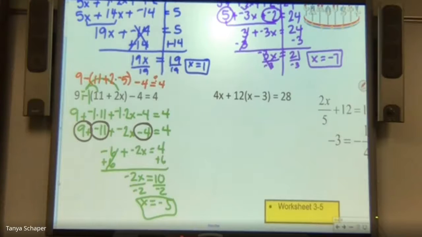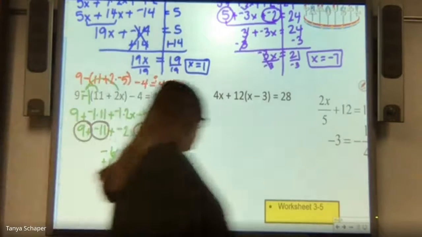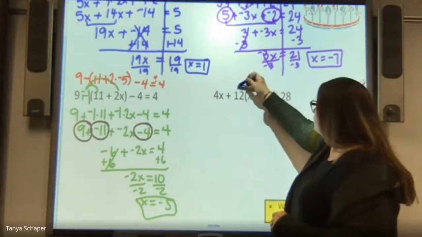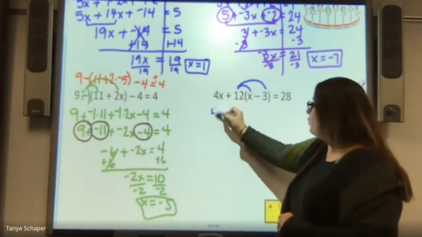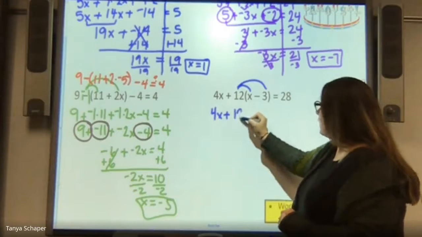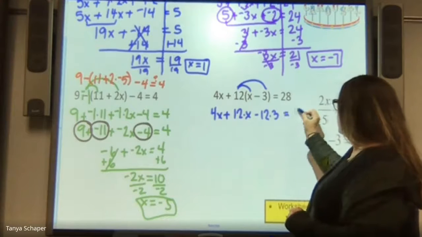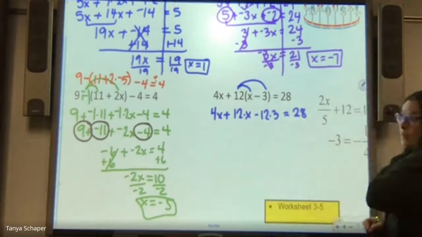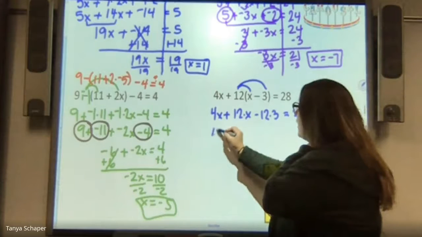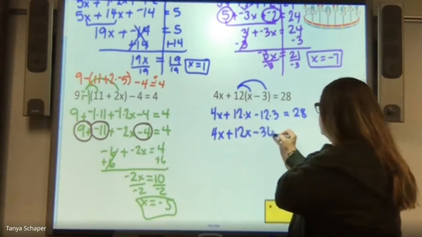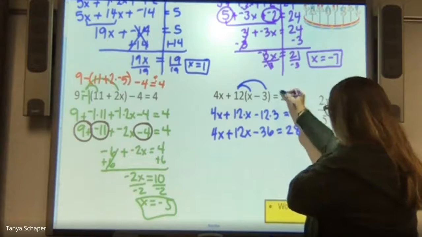So we're going to do one more, and then you're going to get some time to practice. Then we're going to come back with a new video and do the other two. So here we go. Last one. I'm going to distribute the 12. So I have 4x plus 12 times x minus 12 times 3 equals 28. So then 4x plus 12x minus 36 equals 28.